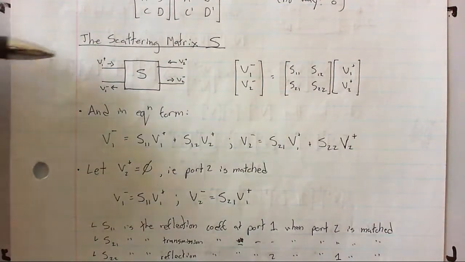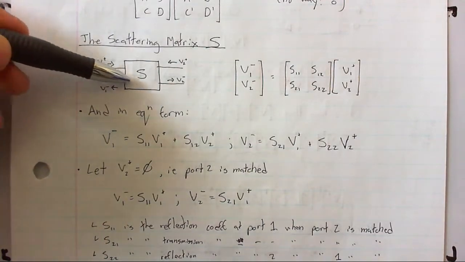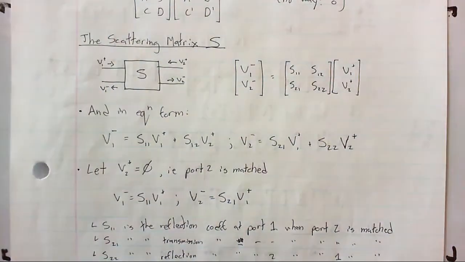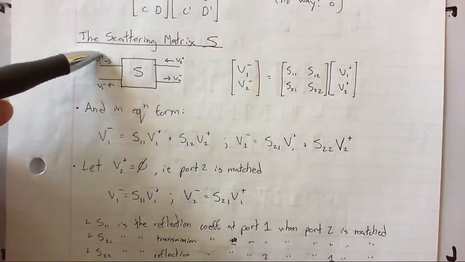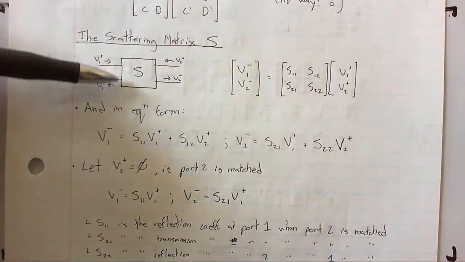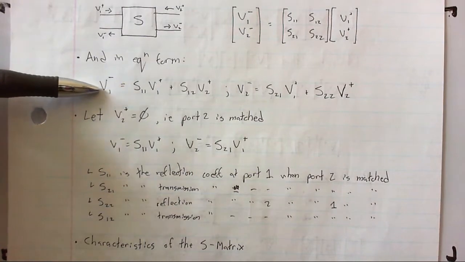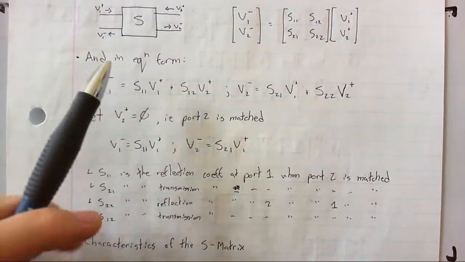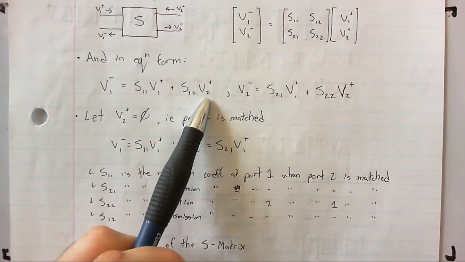For example, if there is no reflection at port 1, V1 plus will go through your network and perhaps come out port 2. Then V2 minus is going to be proportional to the input here, and of course to the reflection coefficient at port 1. So in equation form, V1 minus, the output of port 1, is going to be equal to the reflection of the input of port 1 plus the transmission from port 2.